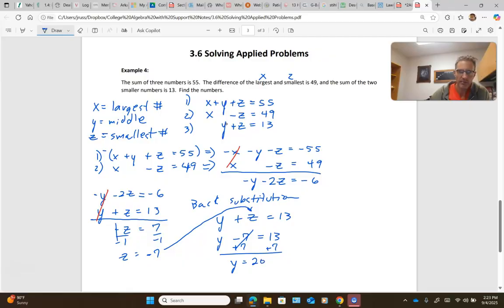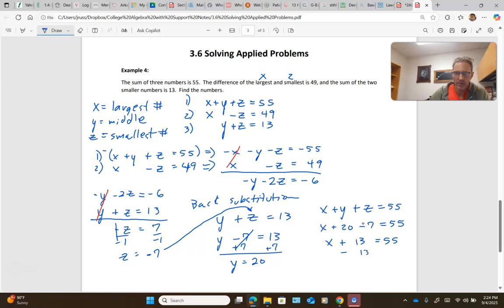Okay, so that's my middle number. So far these are making sense. Z is the smallest, y is next, and then x should be the largest. And for this one, I'm going to use the very first, even though I could use any of them at this point. Alright, so x plus y, which is a 20, plus z, which is a -7, should equal 55. Well, right here, 20 minus 7 is 13, so we'll get x plus 13 equals 55.